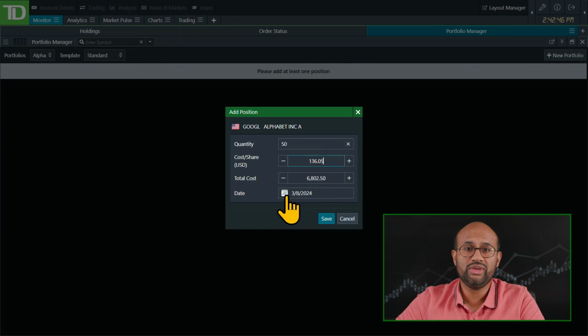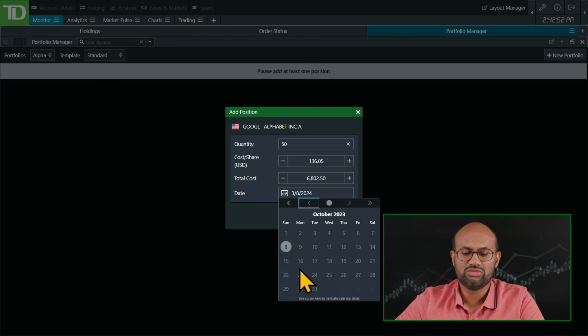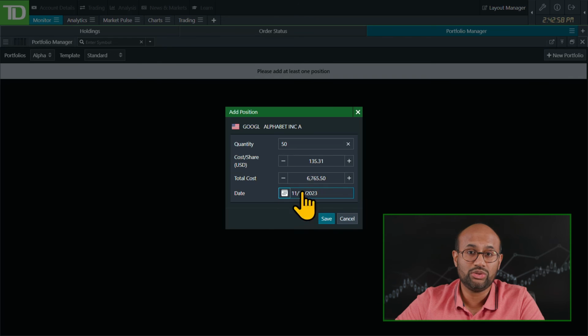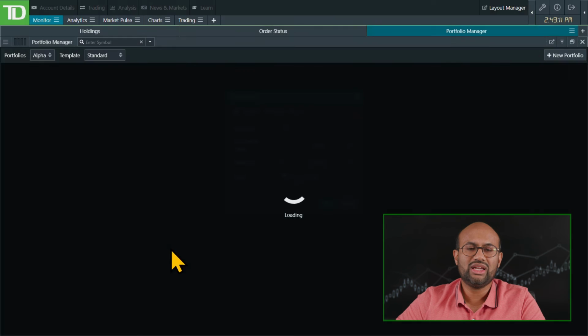If you're not sure of the cost basis, you can go to the calendar and say, well, I would have bought it approximately sometime in October or November, around this date, for example. If you click on November 17th, it's going to queue the price at which Google closed on that particular day. So it'll give you that price right off the bat by selecting that. But of course, you can just do your own individual input without even doing the date. Let's just say we're going to go with this. We can just go ahead and hit save.